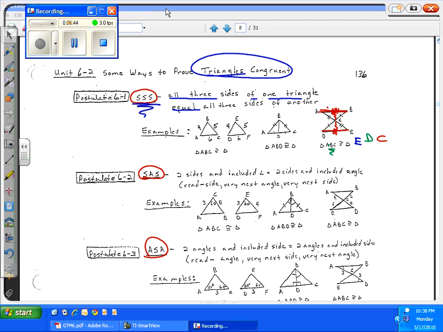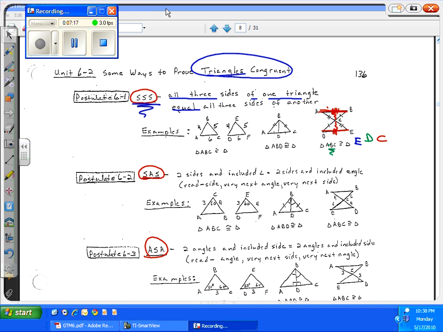So if all three sides of one triangle equal all three sides of another, then the triangles are congruent by side, side, side. But we have to name the congruency in the proper order. And so we have to be thoughtful of this is opposite that. This is opposite that. We've got to be able to identify angles opposite certain sides and sides opposite certain angles.